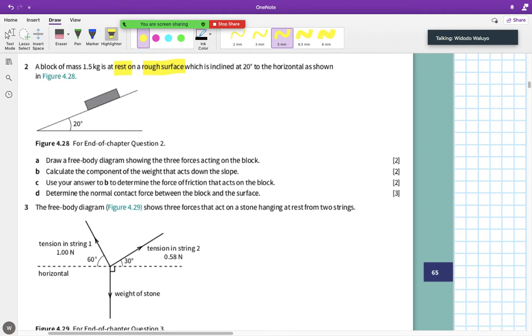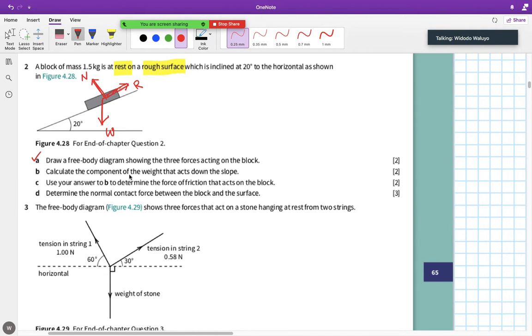Okay. Draw a free body diagram showing three forces acting on the block. The first one is weight, W. And the second one, kita sebut frictional force, R, the resisting force. And then the normal contact force. Oke, ini kurang rapi. Then, done this one.